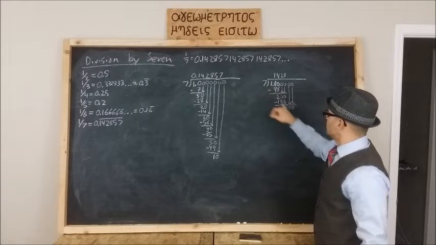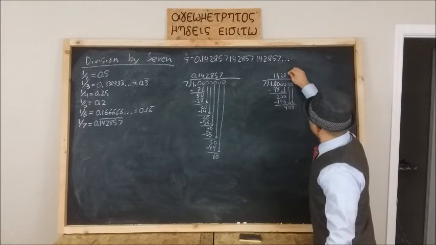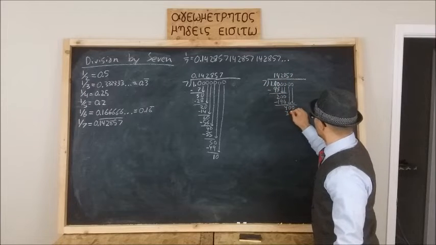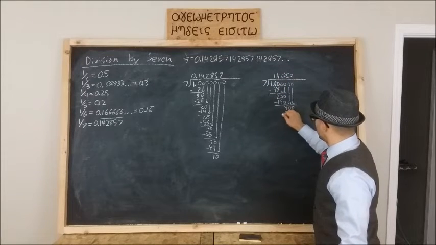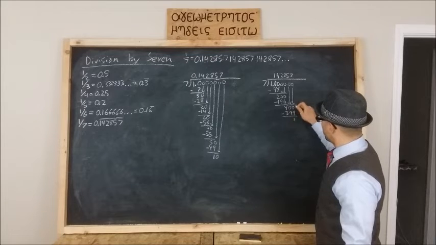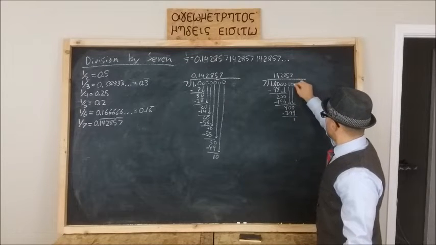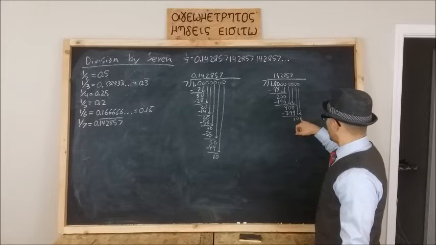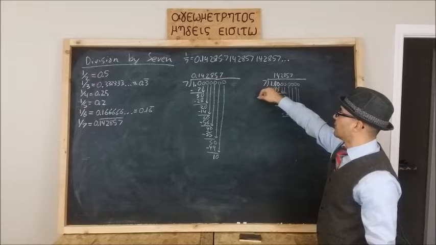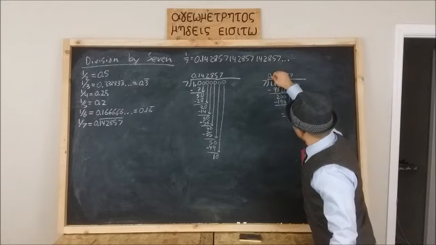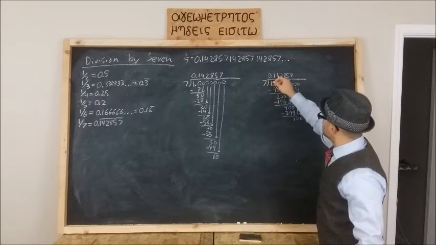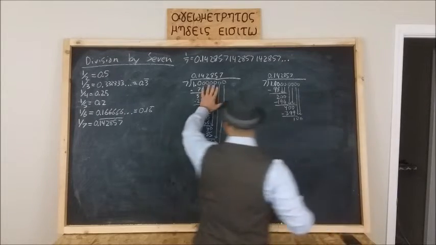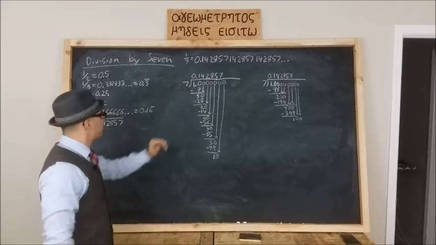400. 7 goes into 400 57 times. 57 times 7 is 399. By subtracting, 400 minus 399 is 1. If I drop down the zeros, I get 100, and I'm back where I started with 100. So 0.142857 repeats forever. That's the same result we found the first go around.